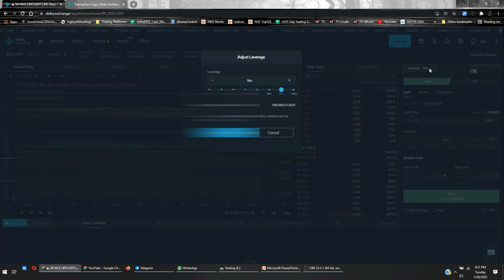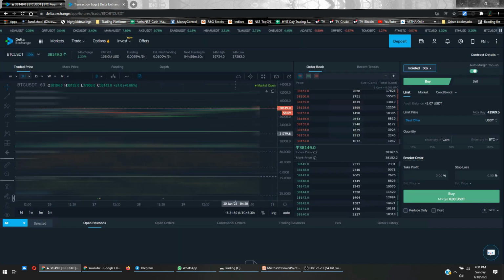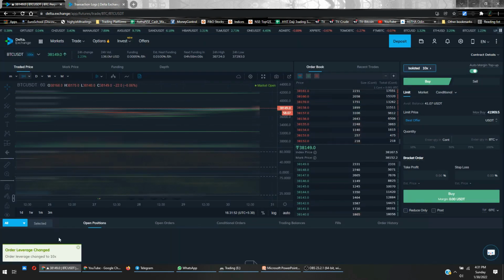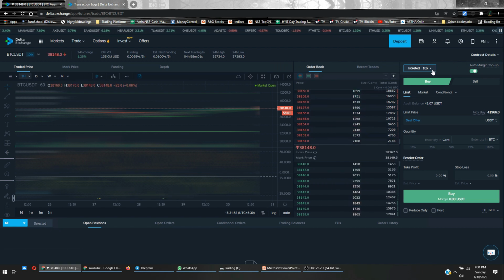Similarly, if you want to use maybe 10x, click on 10x and click on set leverage, and again you will get a pop-up here which will confirm that your leverage has been changed to 10x. I hope that is clear. It is simple and smooth, right? There's no rocket science. This thing will be used by you in order to set your leverages. I hope that is clear.